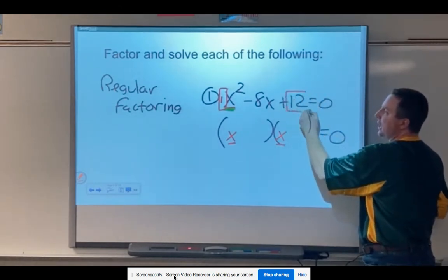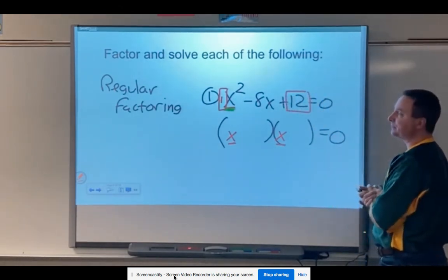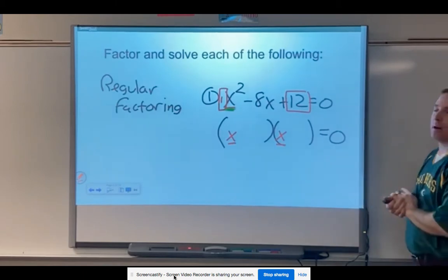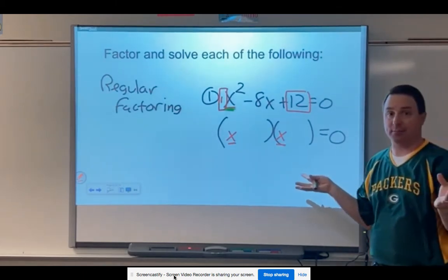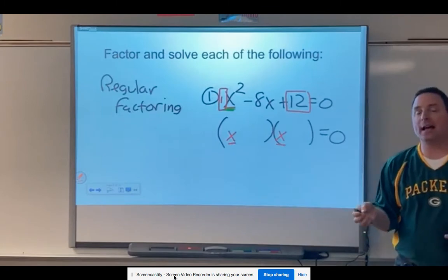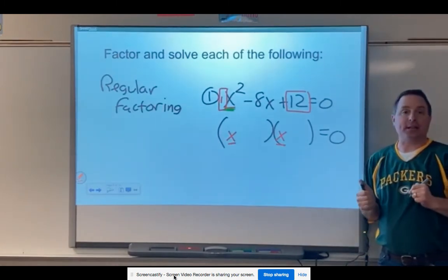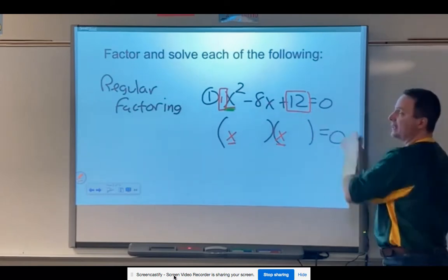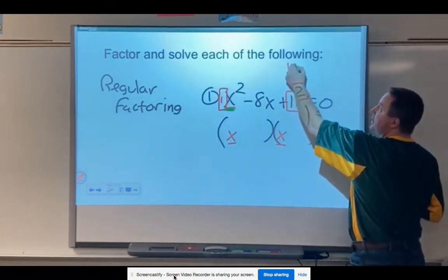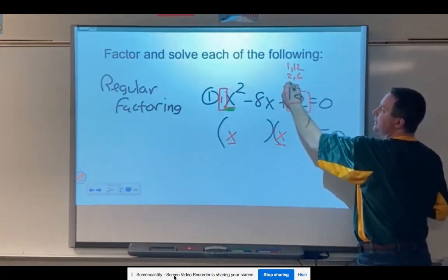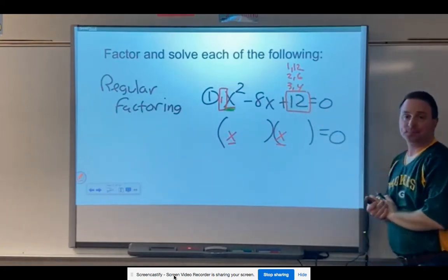The second place your eyes go is to the number at the end. We need to think of the factors of 12. This is where your factor sheet comes into play. At the very beginning of the Google Classroom, one of the resources there was the factor sheet, and this is where it's going to be extremely helpful. We need to list the factors of 12 or know what they are. Well, there's 1 and 12, 2 and 6, and 3 and 4.